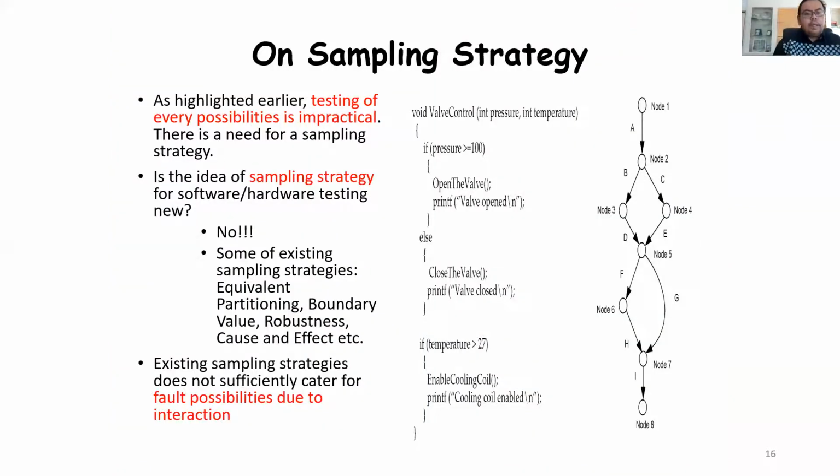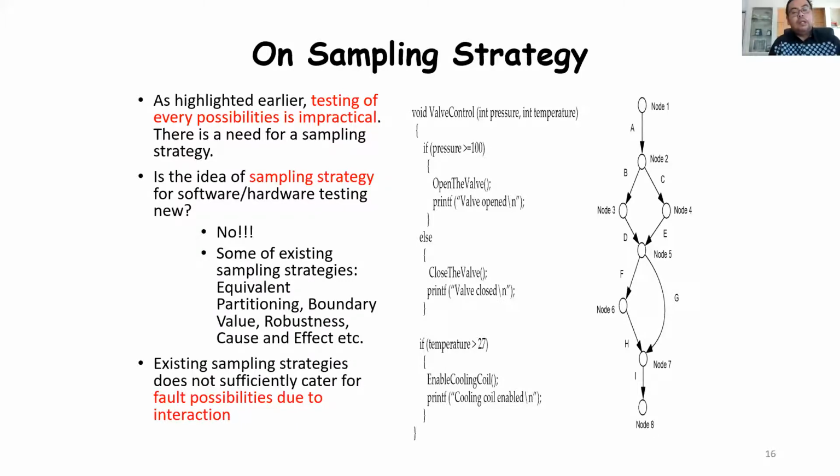Now, when you talk about sampling, there are a lot of sampling techniques in testing. For example, you have equivalence partitioning, boundary value, and so forth. So the idea of sampling in software testing is actually a common thing.